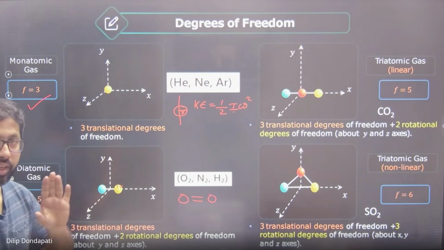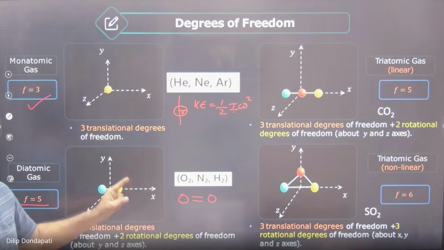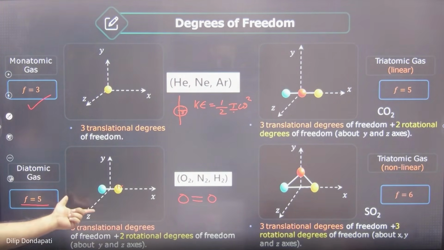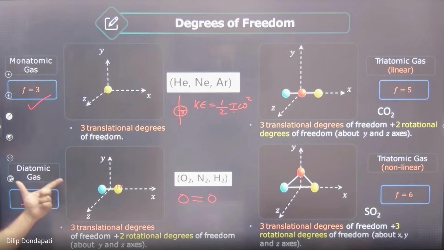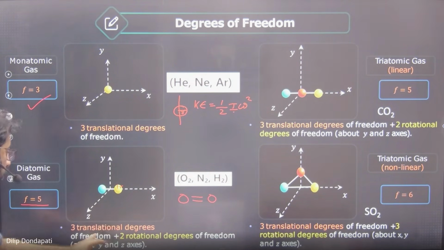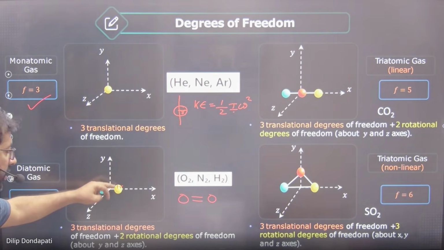We are not counting vibration. Only when they mention high temperature do we have to add +2 for each one. That means at high temperature, the degree of freedom of a diatomic molecule will be 7. Okay, see, there are 2 translations for this, but we are negating the x direction. Understood?